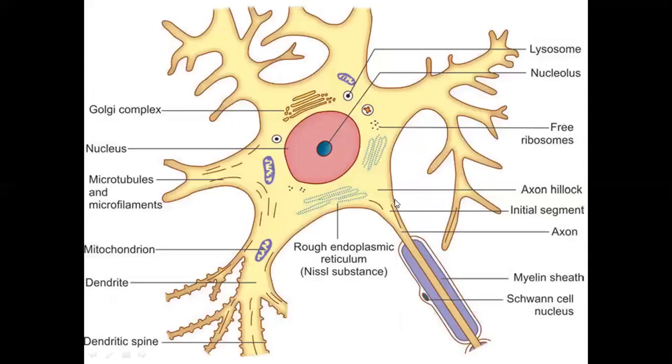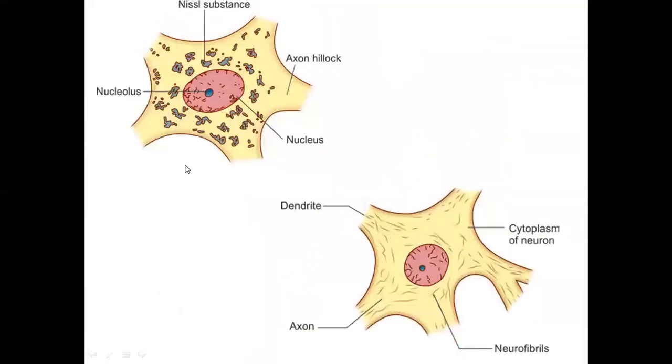You can see here, this picture shows the big nucleus, nucleolus, and the Golgi complex. You can see the rough endoplasmic reticulum, free ribosomes, and even mitochondria. All these projections you see are dendrites. The one which is in continuation with the next neuron is the axon. The place where the axon starts is a little bulged. That area is called the axon hillock.